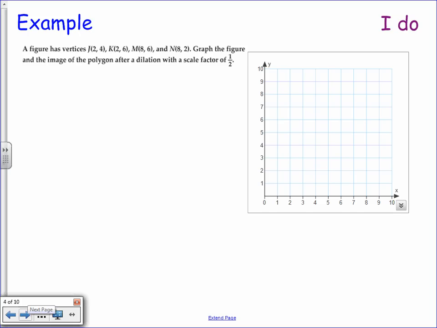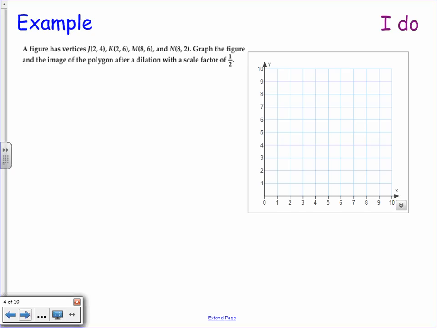Okay, here's the first example. We've got a figure that has vertices J(2,4), K(2,6), M(8,6), and N(8,2). It asks us to graph the figure and the image of the polygon after a dilation with a scale factor of 1/2.